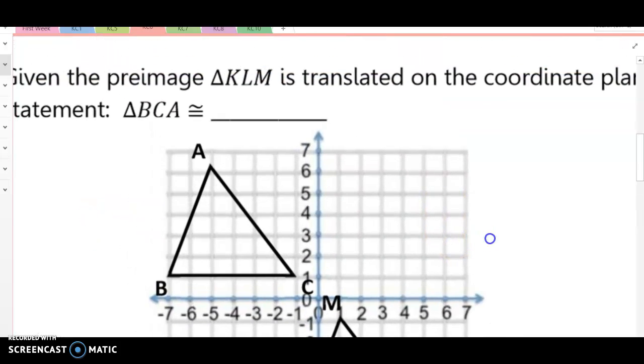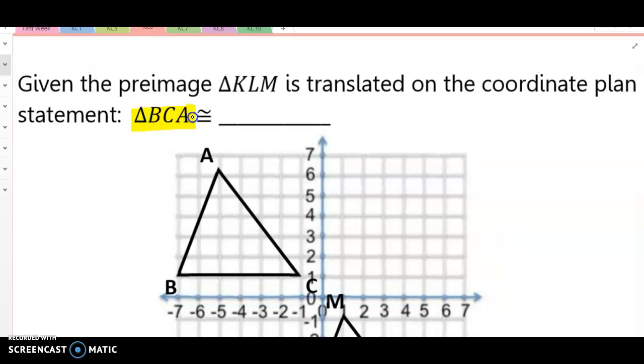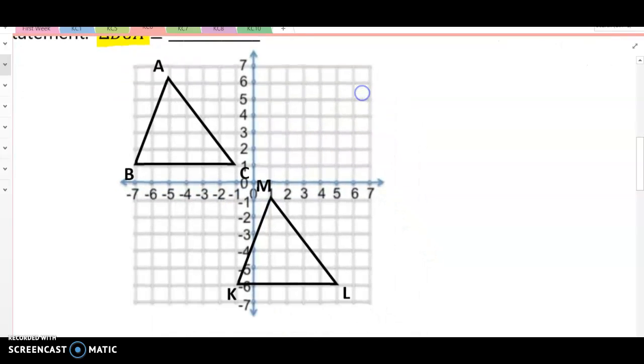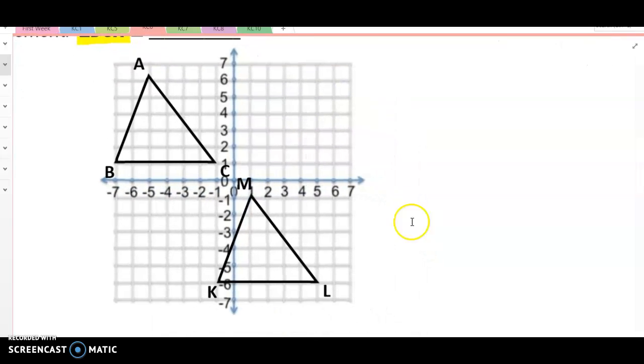So it gives you the triangle's name right here, BCA. The first thing we're going to do, looking at our picture, is match up our sides. So we've got our two triangles. We've got that B matches up to K, that A matches up to M, and that C matches up to L, right? So we need to match up which vertices, the corners, match up with which.